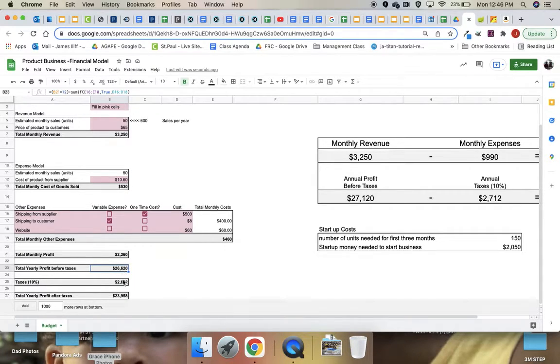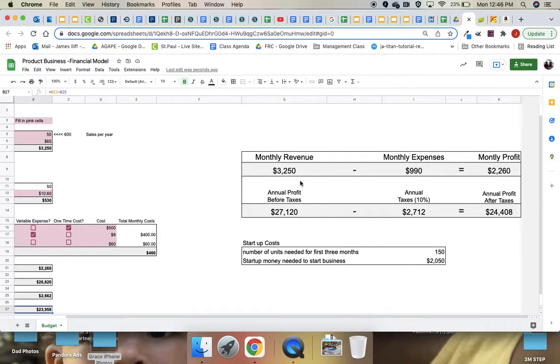$26,600. Hey, we got to take out some taxes. We got to pay the government 10%, and that leaves us with $24,000 if you round up. That's total yearly profit after taxes. If we come over here, I got the same layout. It just looks a little bit cleaner.